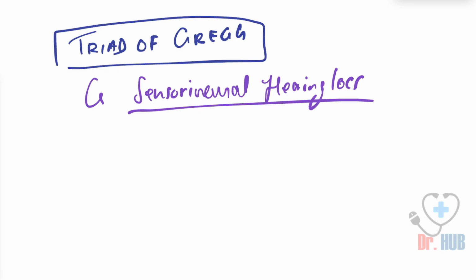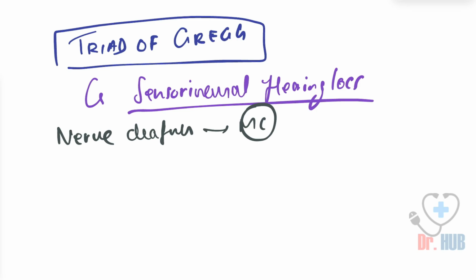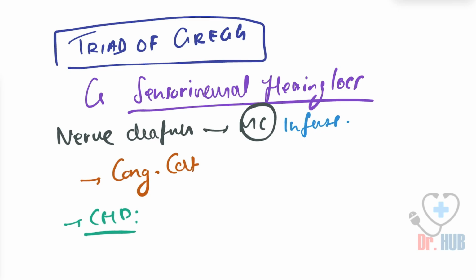So what does this include? In the sensory neural hearing loss, it includes the presence of nerve deafness, and this is the single most common finding among the infants. Next, we also have the congenital cataract, and then we also have the CHD, which is the congenital heart disease. In the congenital heart disease, the important thing to know is that there is PDA, the patent ductus arteriosus.